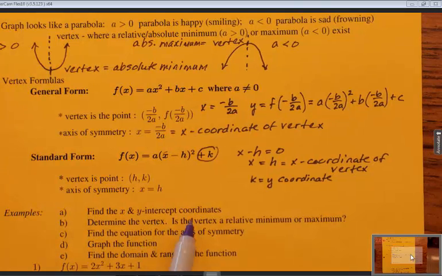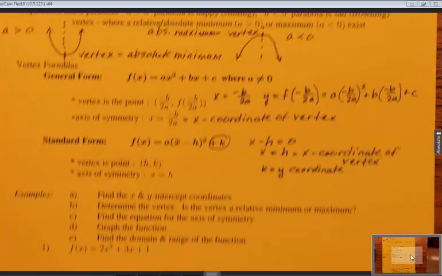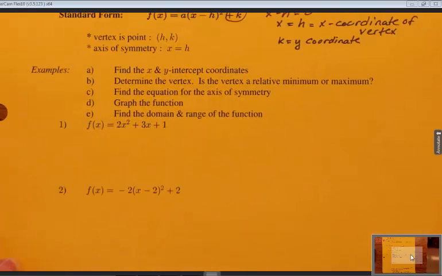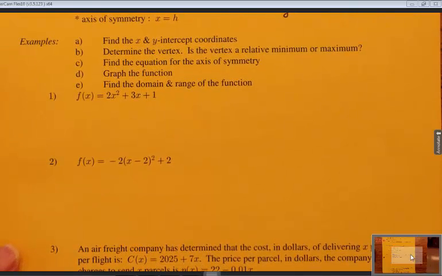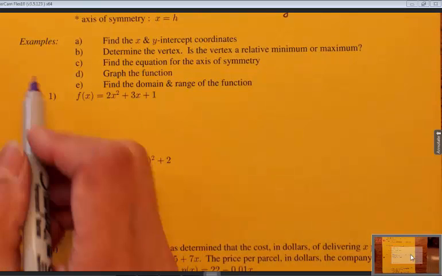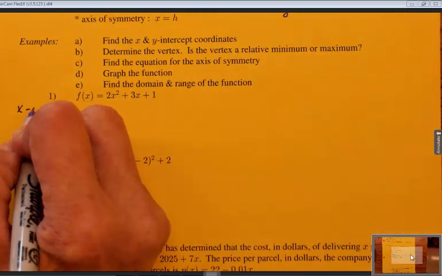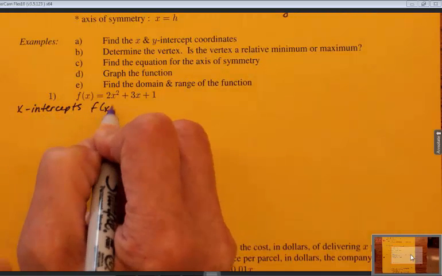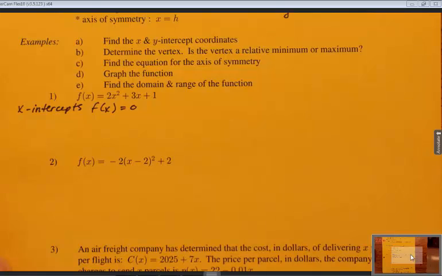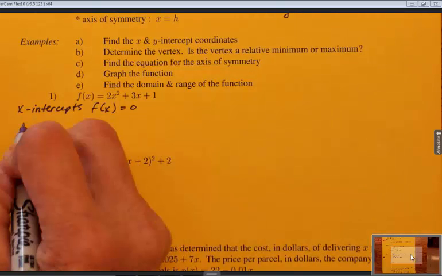How do we find the x-intercept coordinates? How do you find your x-intercepts? Set f of x equal to 0. Good. X-intercept. It's when f of x equals 0. So you need to solve that equation. Put in 0 for f of x. You're left over with 2x squared plus 3x plus 1.